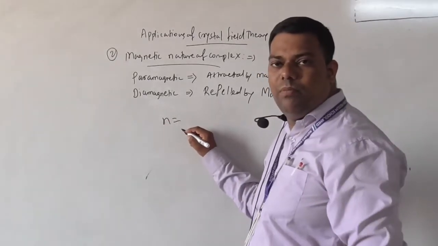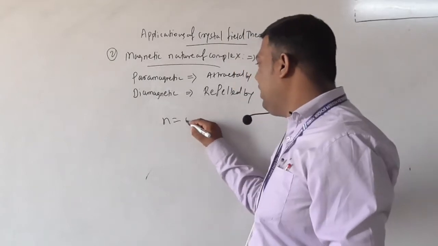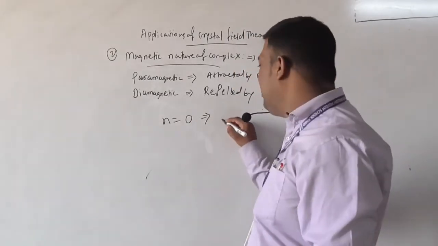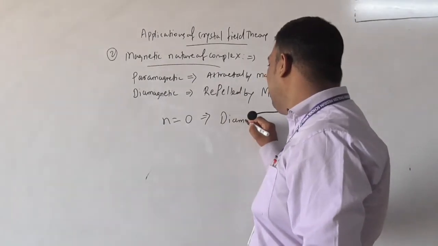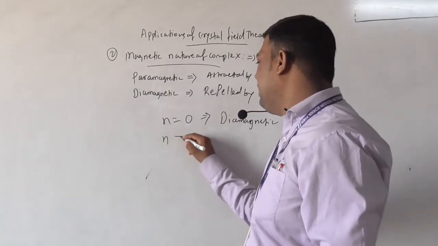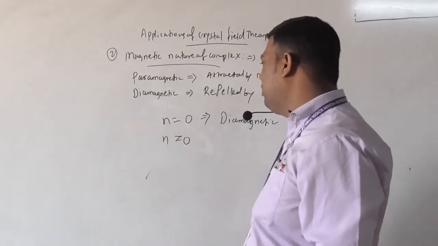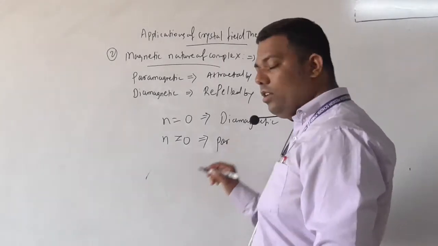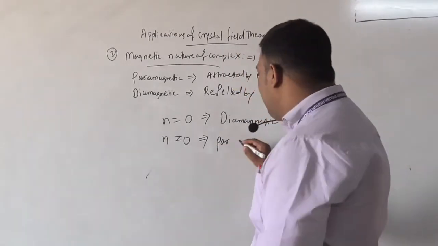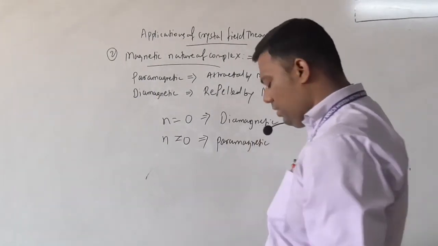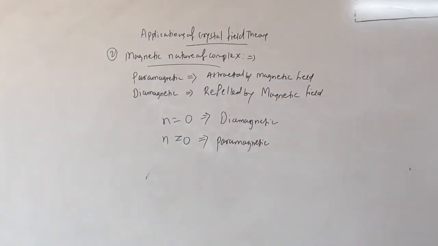Yes, the number of unpaired electrons. When n is 0, at that time, that complex we call a what? Diamagnetic. And when n is not equal to 0, some value is there, at that time that coordination complex is what? Yes, paramagnetic in nature. We saw this already.